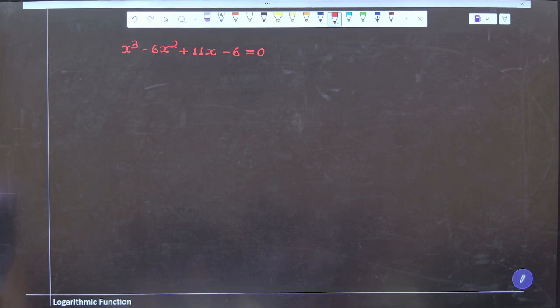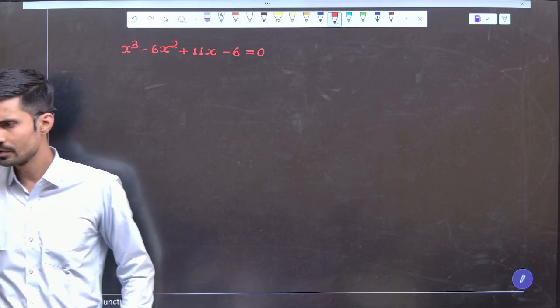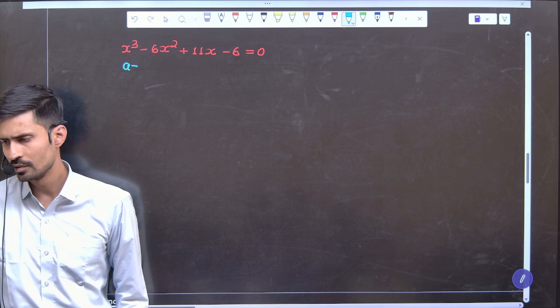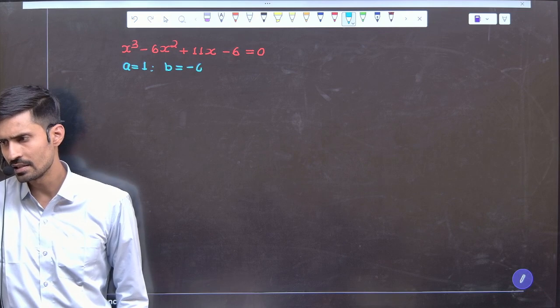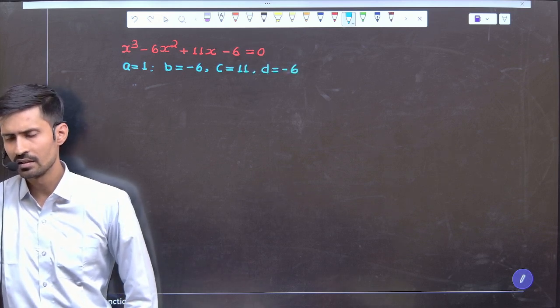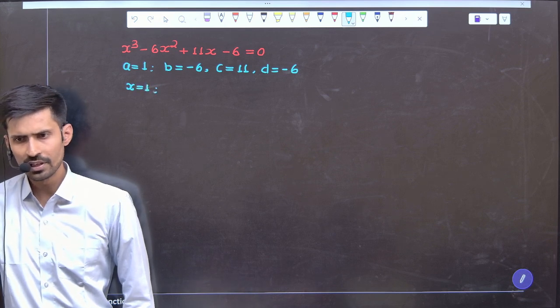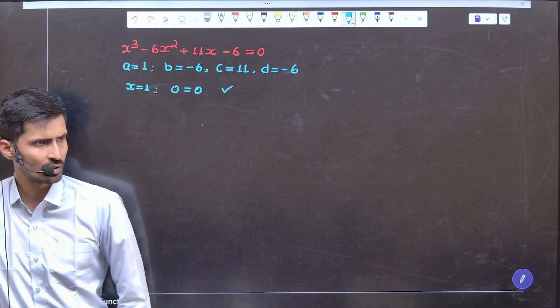Okay. So now first of all, I will write ABCD. A is equals to 1, B is equals to -6, C is equals to 11, and D is equals to -6. You will check X is equals to 1 first. When you check X is equals to 1, you will get 0 is equals to 0. It means 1 is your root.